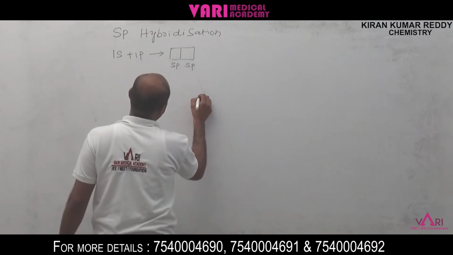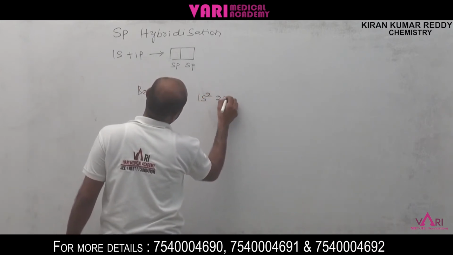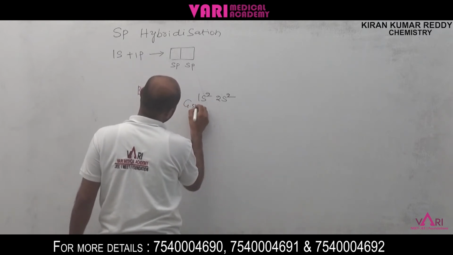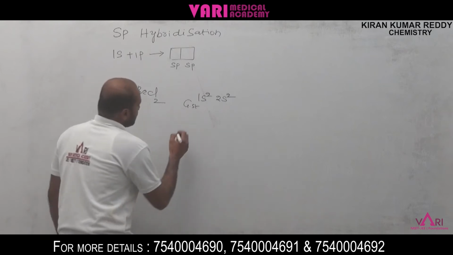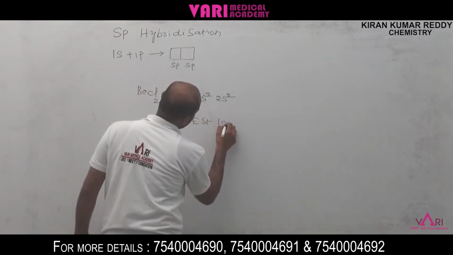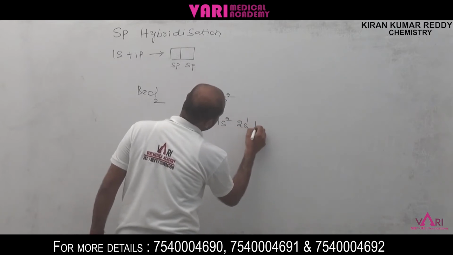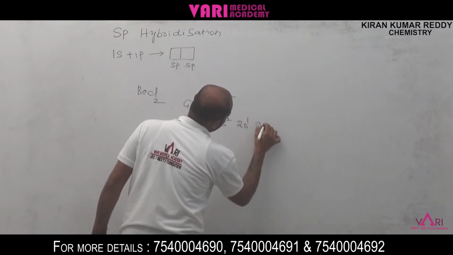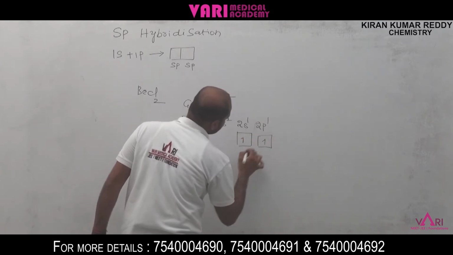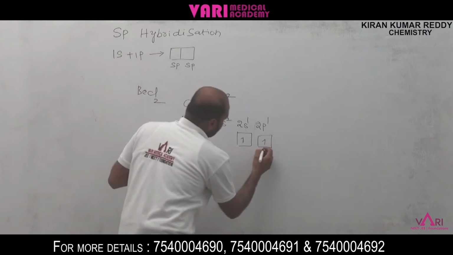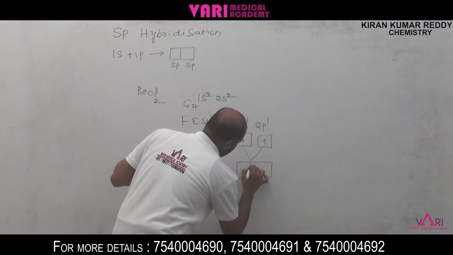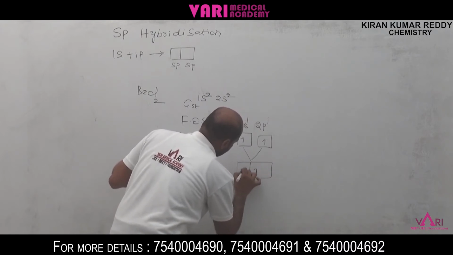Now the beryllium electronic configuration is 1s2 and 2s2. This is the ground state. Now the first excited state: one of the electrons jumped from the s orbital to the p orbital. Here is one s orbital and one p orbital of beryllium. They are intermixing to form two sp orbitals. This is one sp, this is one sp.